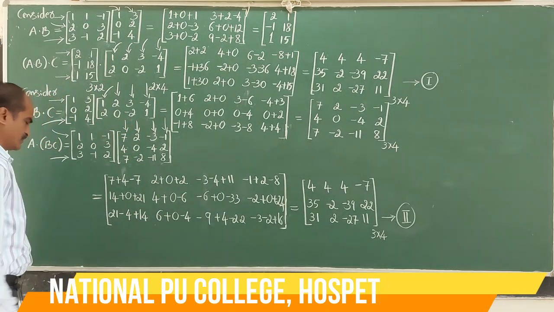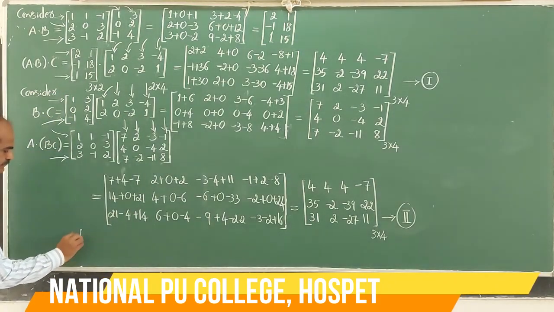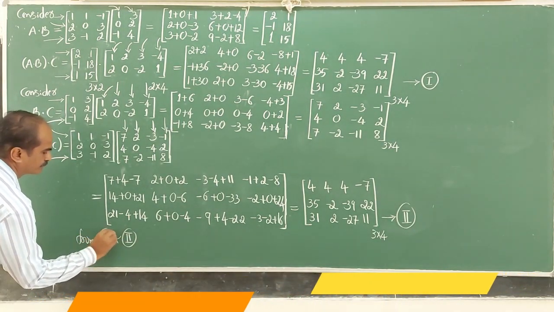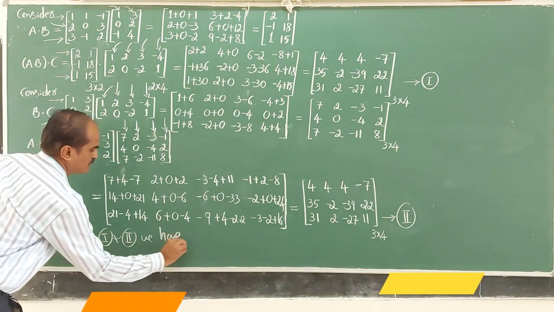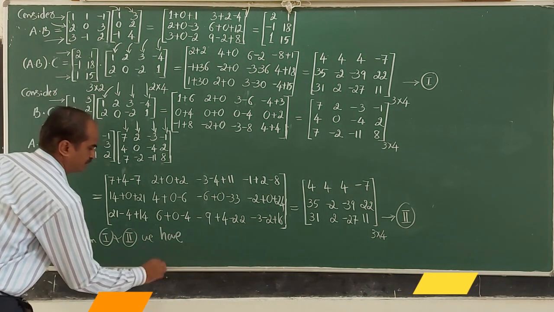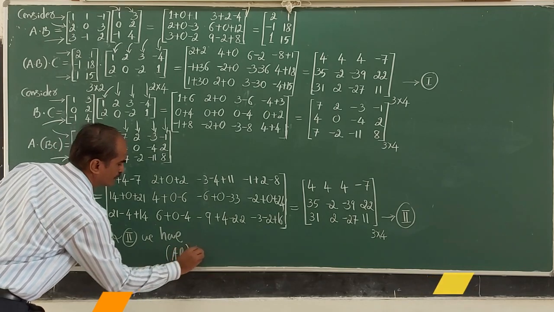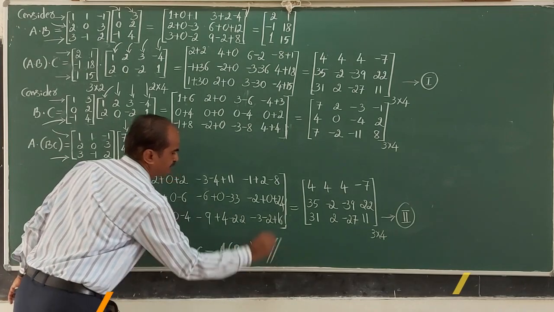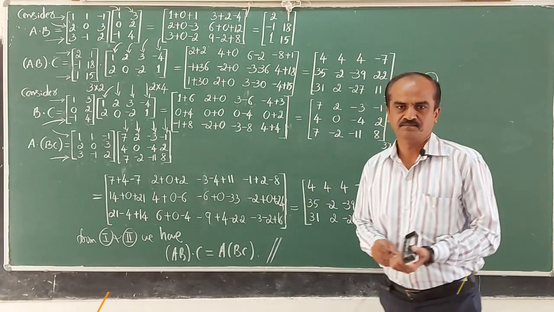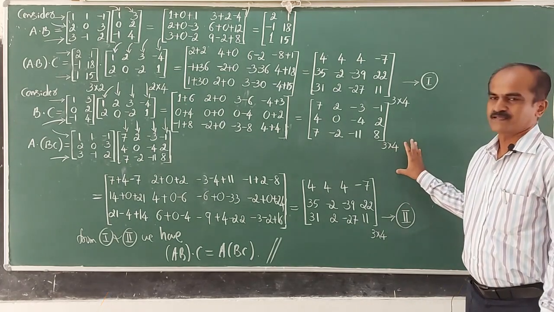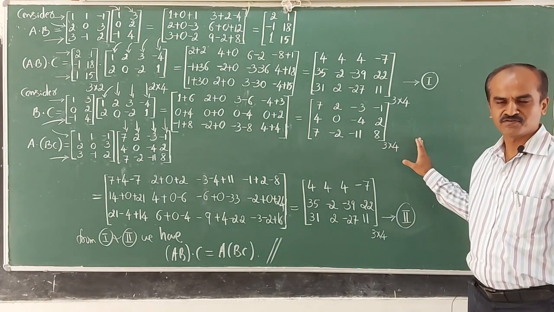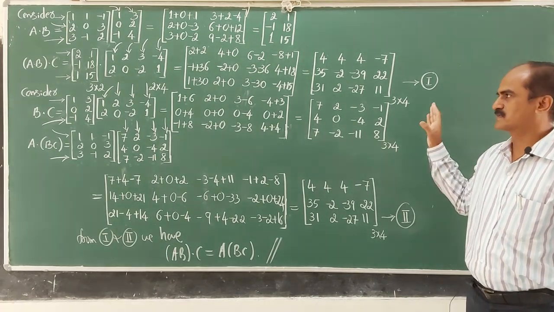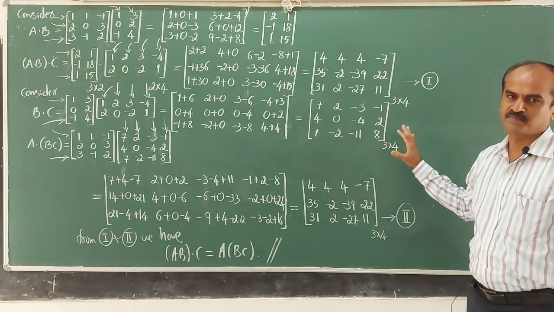Now after this we have to conclude like this. From 1 and 2 we have AB into C is the same as A into BC. That completes the example. So I already said this kind of verification of examples will be there in the board exam and it will be for 5 marks. Just multiplying the matrices.